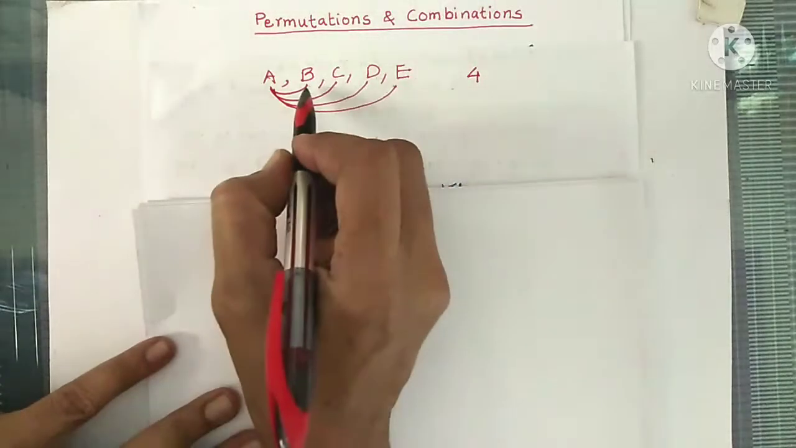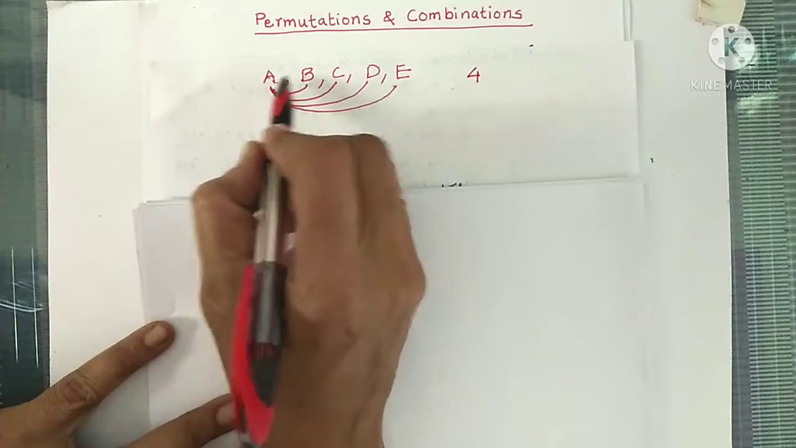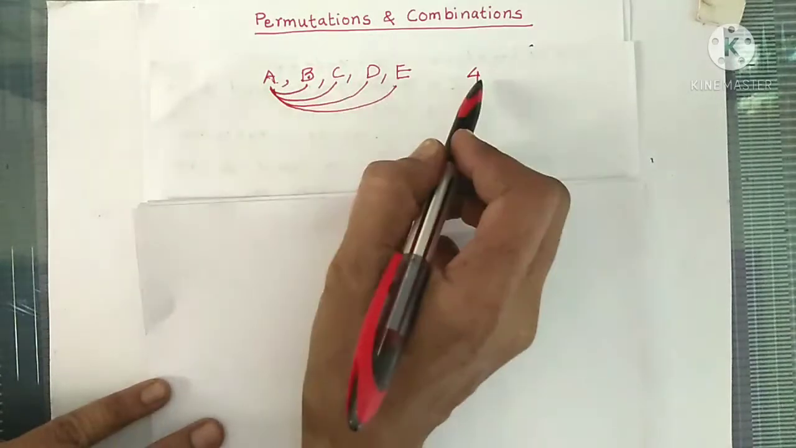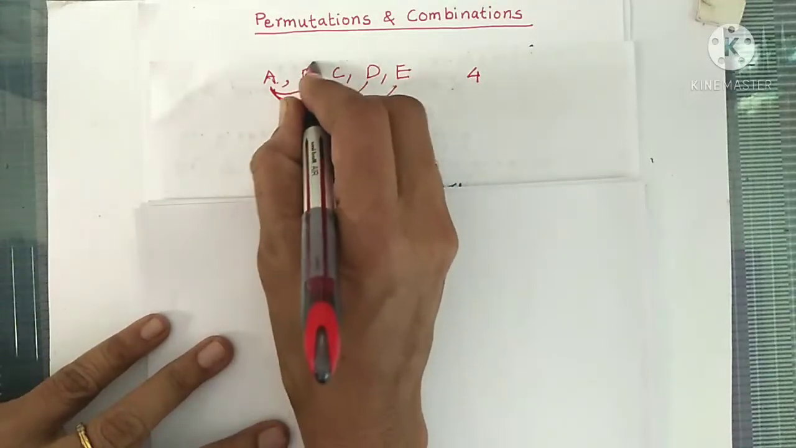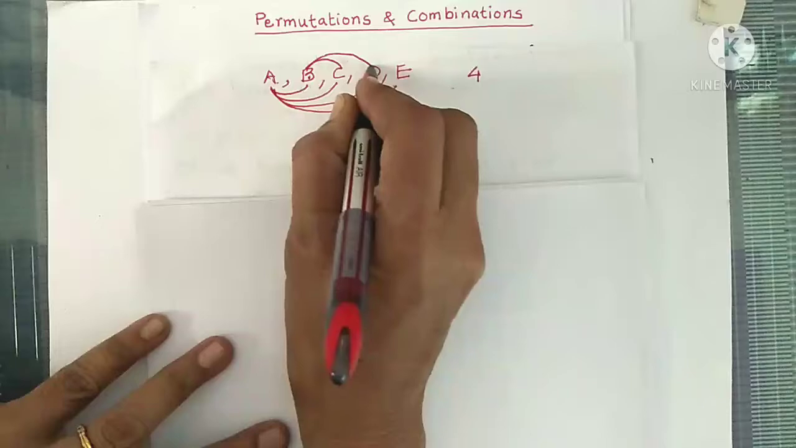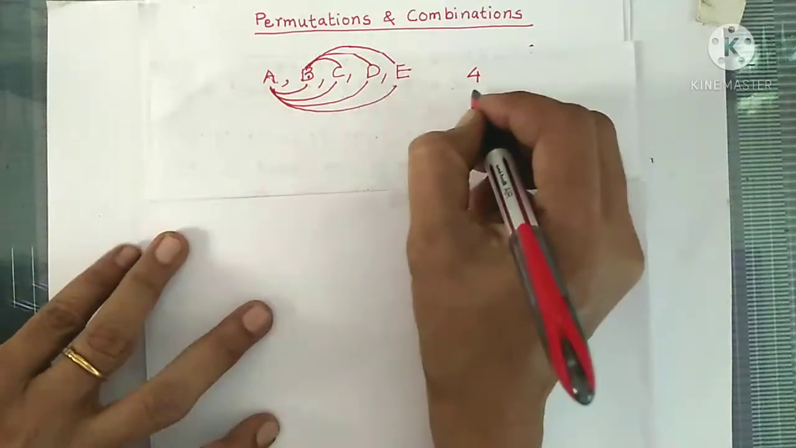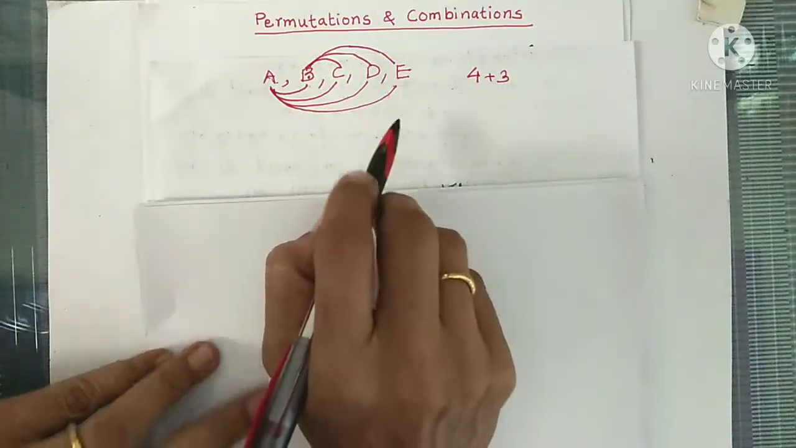Then B shakes hands with A, C, D, E. But A and B shaking hands is already counted here. So now B and C, B and D, B and E. So here we have 3 handshakes.